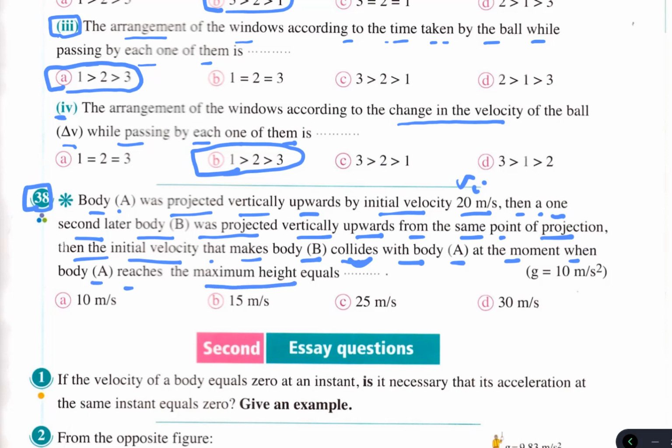I have a body that I projected upward, okay? With an initial speed of 20 meters per second, and it reached the maximum height. After 1 second I projected another body that will collide with the first object, with the first ball, with the first body, but after 1 second. So it must have a larger speed than 20 meters per second to collide with it. How much is this speed? Let's solve it together.